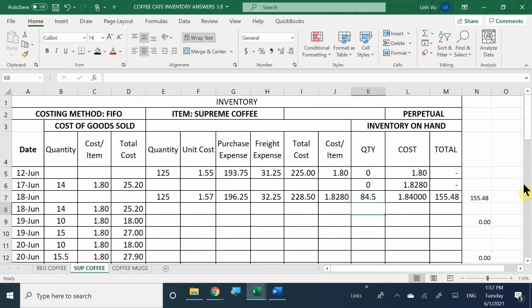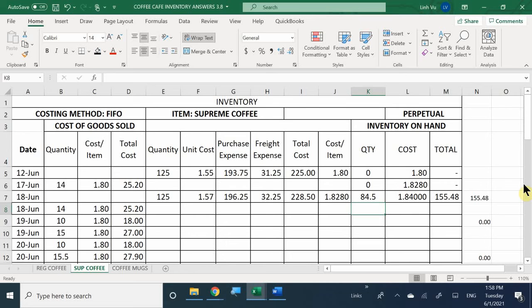I'd rather save some extra time and do the formula to just multiply them from each other, because at the end of the day, your cost per item will stay constant. However, your quantity is always going to change. So that works just perfectly fine if she did it that way, too. If she took her original, minus the 27.60, she should get the same answer of 155.48. Did you get 155.48? Yes. Perfect. And it comes out to $1.84.